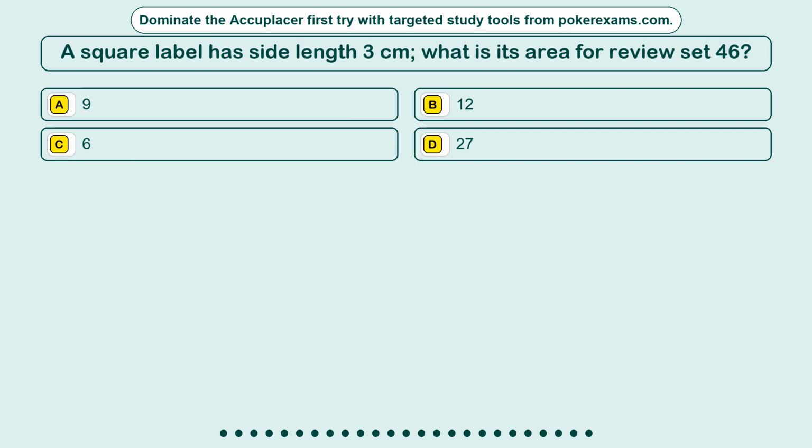Question 12. A square label has side length 3 centimeters. What is its area for review set 46? Option A: 9. Option B: 12. Option C: 6. Option D: 27.